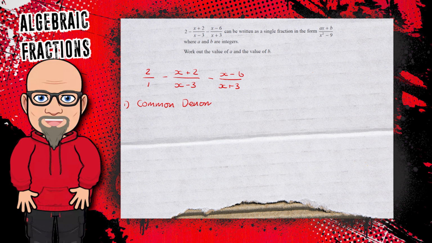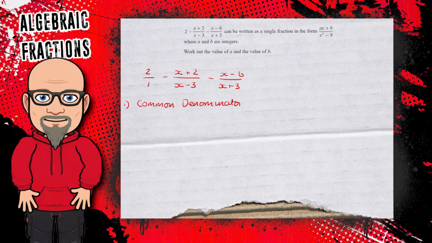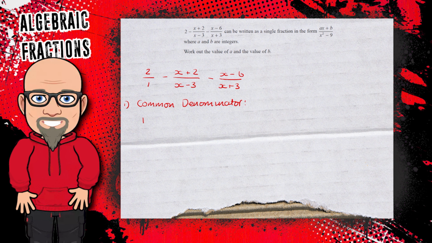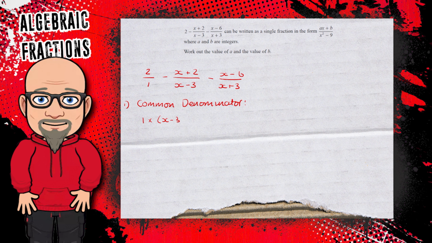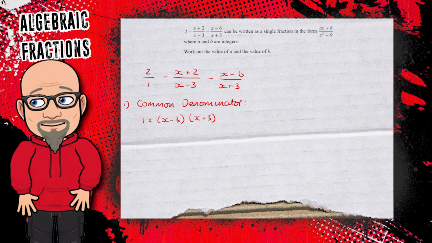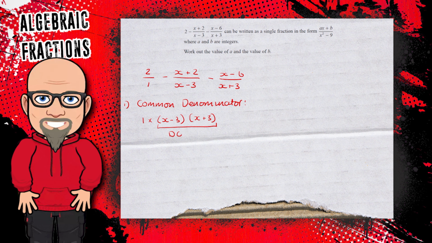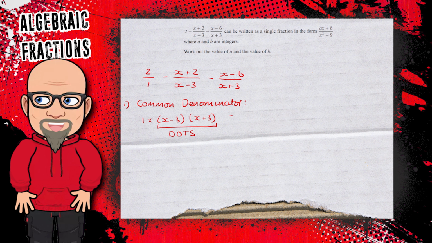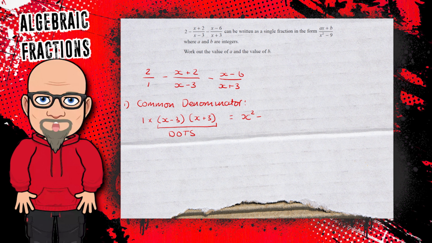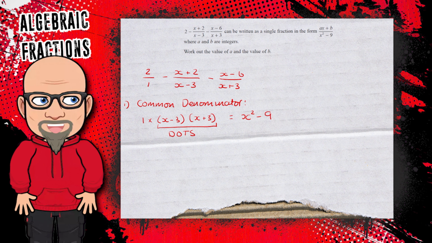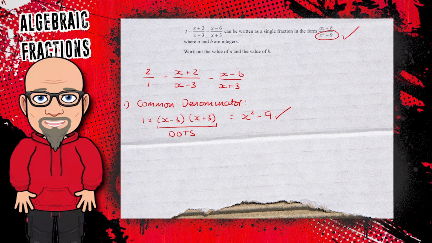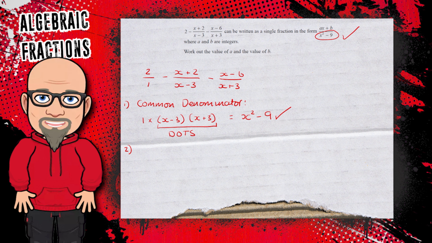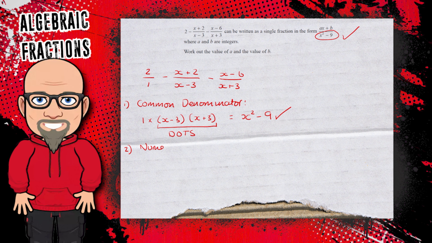working with algebraic fractions. I need to find a common denominator. To do that, I'm going to multiply the 3 denominators together. So 1 multiplied by x minus 3 multiplied by x plus 3. Now if you notice, x minus 3, x plus 3 is an example of the difference of 2 squares. And so I know that that's going to multiply together to become x squared minus 9, which by pure coincidence is the denominator that I need. So already we're starting to succeed, we're starting to get what we need to, okay?